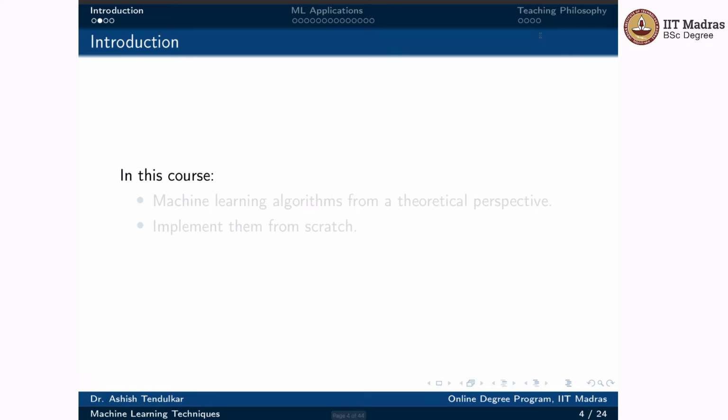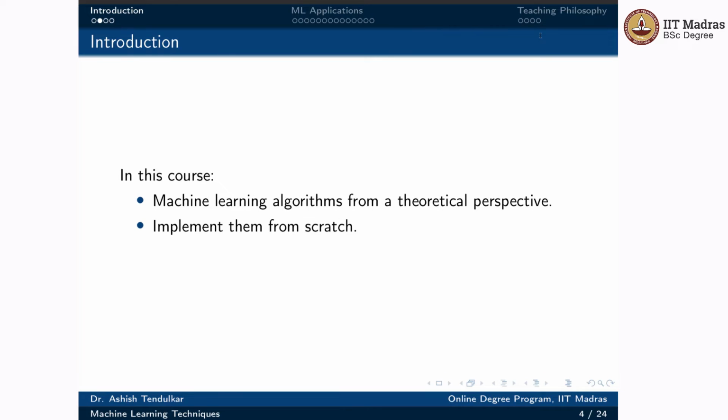Let's begin. In this course, we will study machine learning techniques from a theoretical perspective and implement them with basic libraries like NumPy. This approach will help you to build a solid foundation in machine learning by understanding concepts and their implementations from scratch. However, in the real world, we make use of libraries and APIs to implement machine learning algorithms in any programming language of your choice.